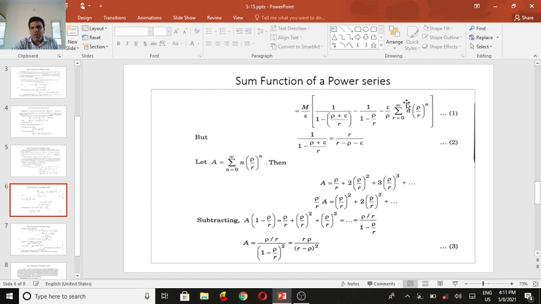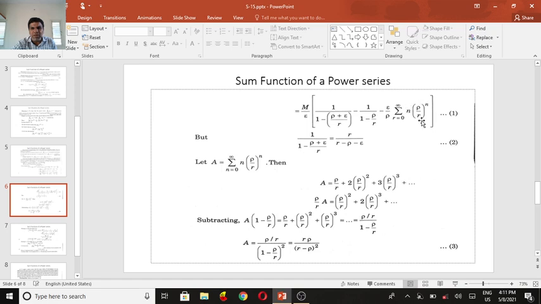This number 1 divided by (1 - (rho+epsilon)/r) is equal to r divided by (r - rho - epsilon). Let this number we call A.